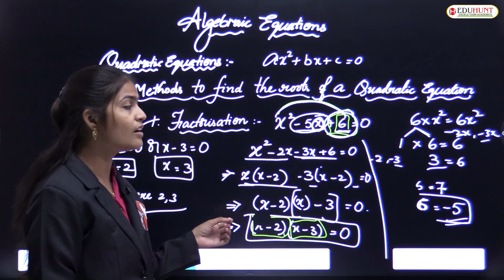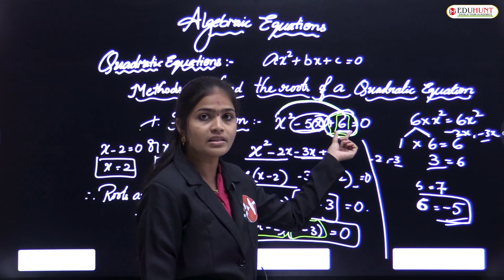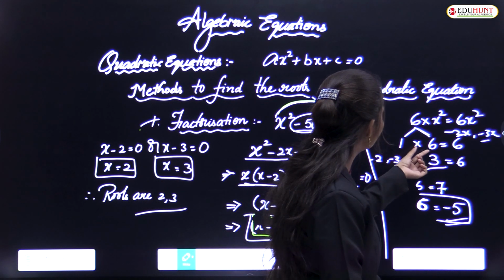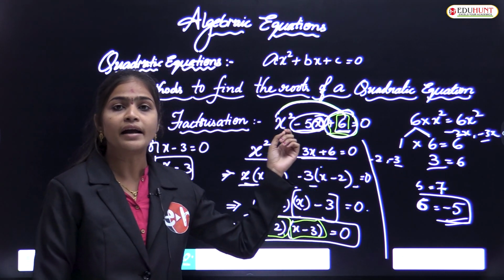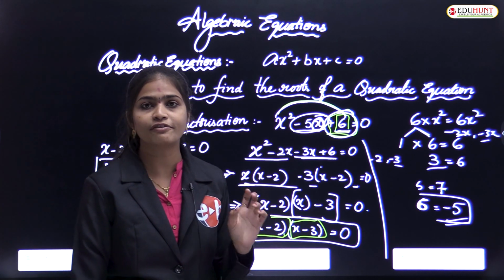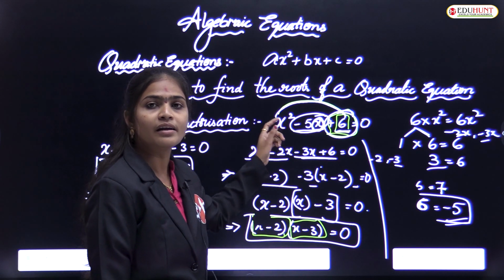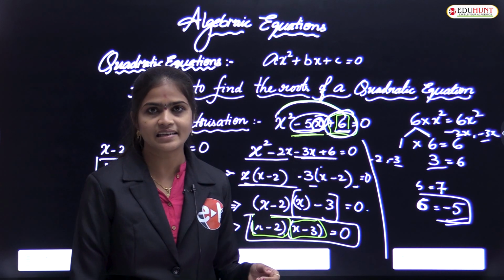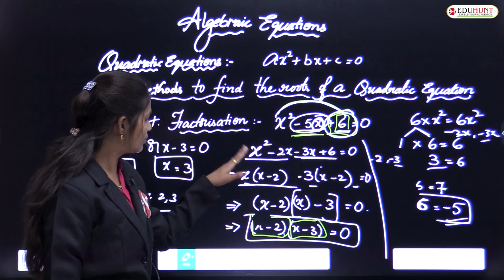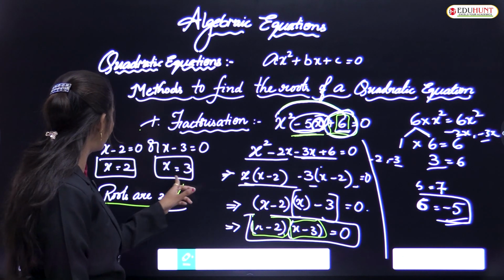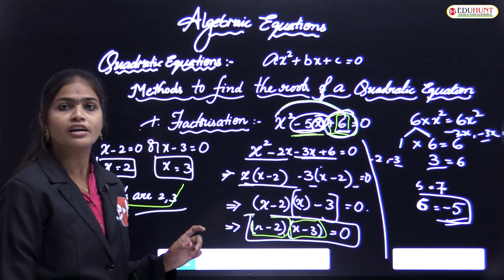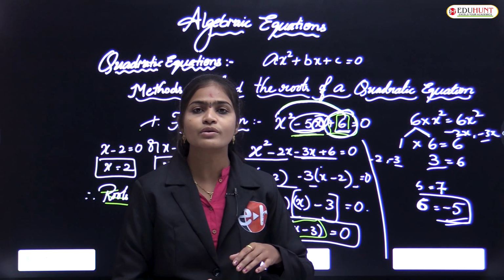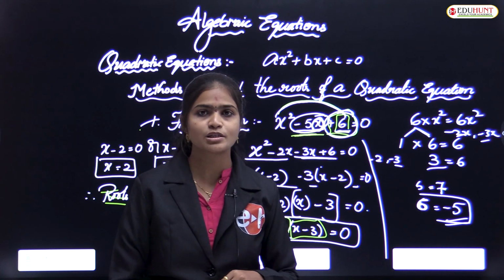Once again I say: first we have to take the constant term. That constant term should be shown as the product of two factors, and the sum or difference of those two factors should be equal to the middle term, which means the x term. After that we use it like this, and then we will get the roots. So this is about the factorization method. In this video we discussed the factorization method, and in the next video we will discuss the next methods.